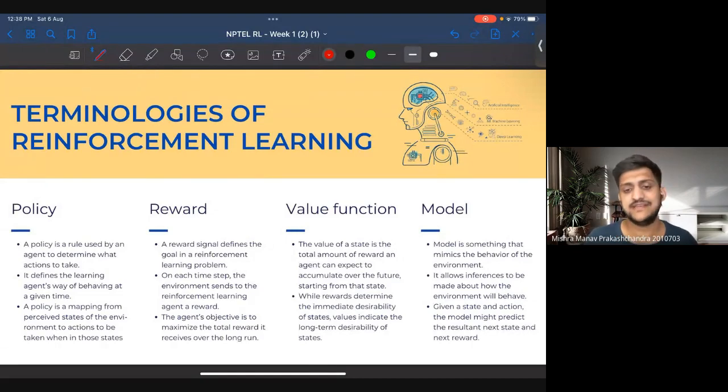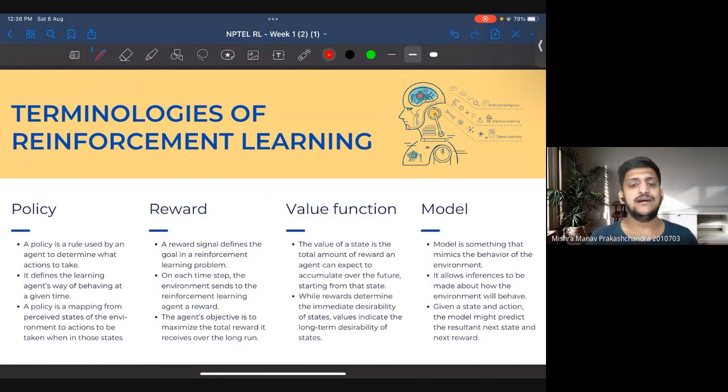The second important thing is something known as a reward. A reward signal defines the goal in the reinforcement learning problem. At each time step, the environment sends the agent some sort of a reward. Here in RL, typically we take a scalar reward. And the agent's goal is to maximize the total reward that it receives over the long run.